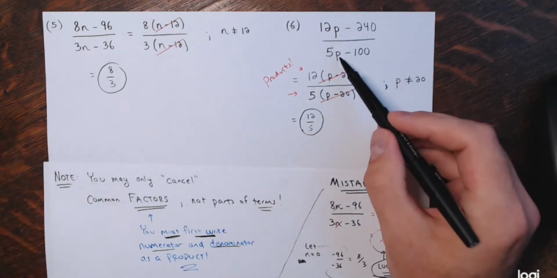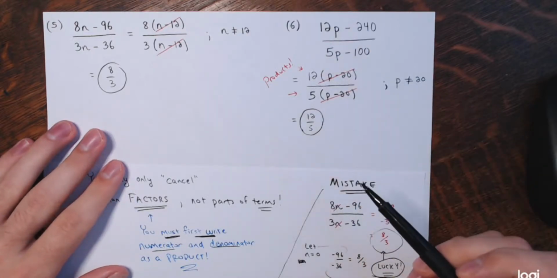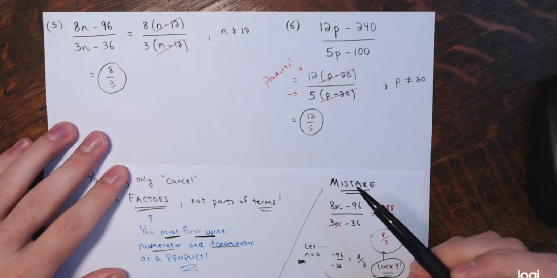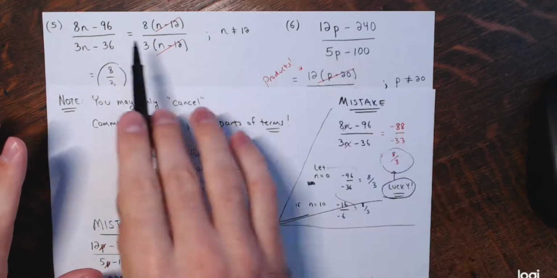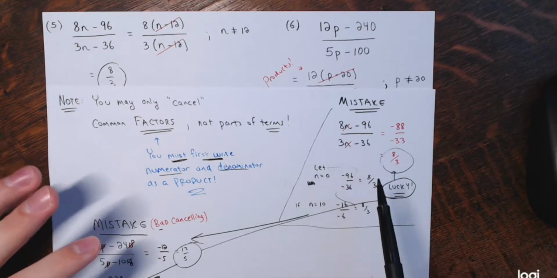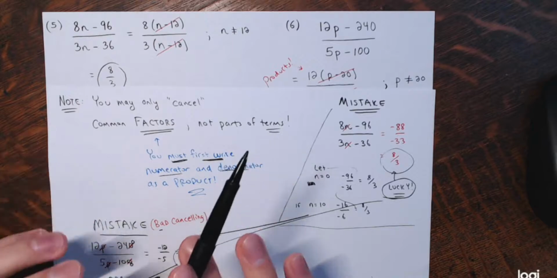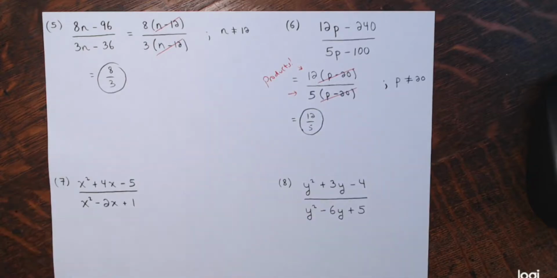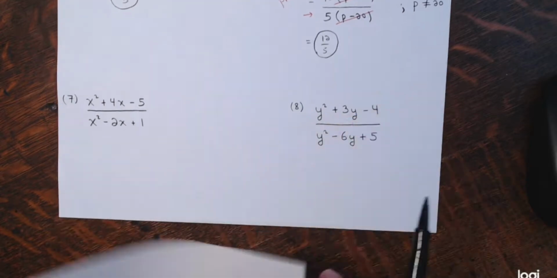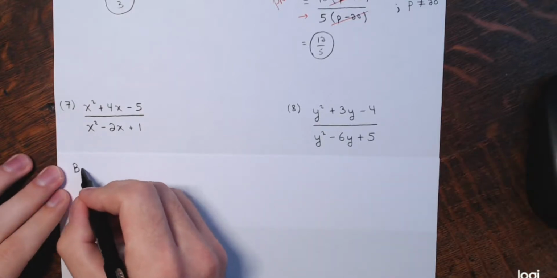So no matter what I replace p with, as long as it's not 20, this fraction will be equal to 12/5. So again, in these two examples, bad canceling worked, but please know that it doesn't always work. Bad canceling doesn't always work, and I guarantee you that it won't work for this next one. I actually looked at it this time. So again, let me show you bad canceling.